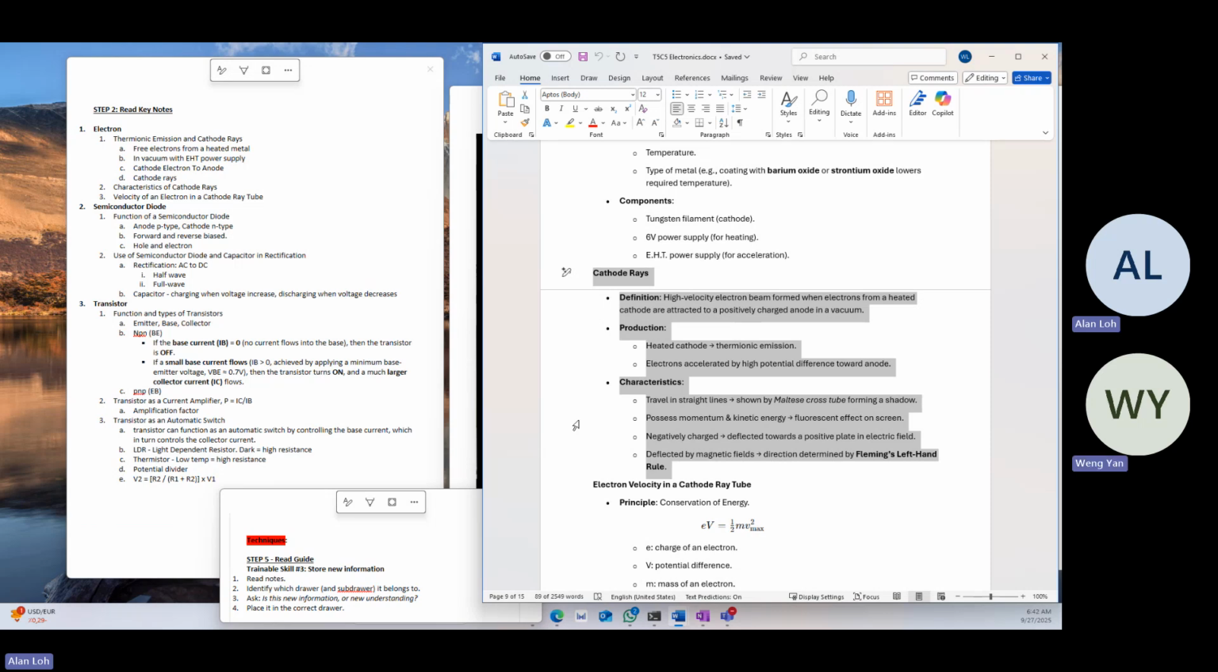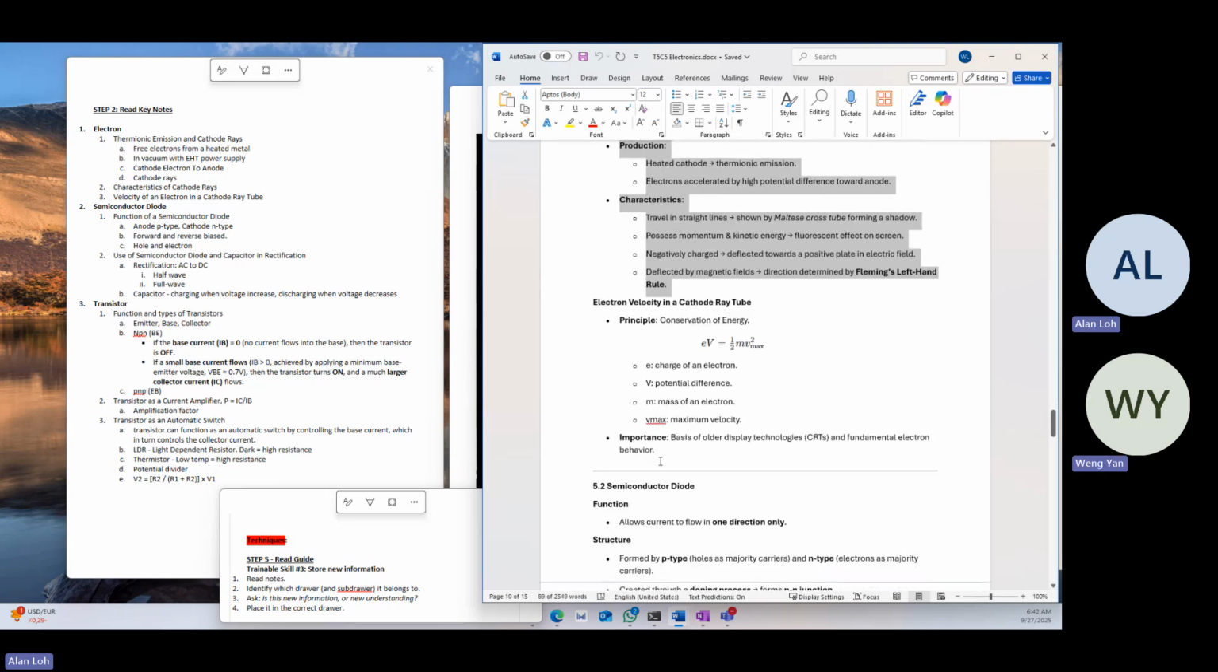Red lines. Cheese crust tube. And energy. Okay. You still remember Fleming's left-hand rule from our previous chapter? Yes, the motto.